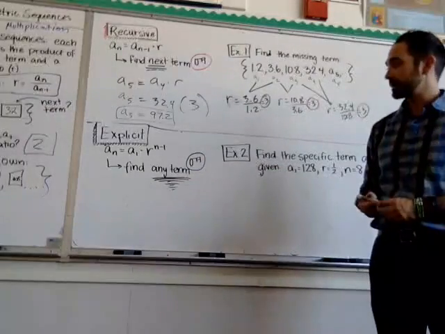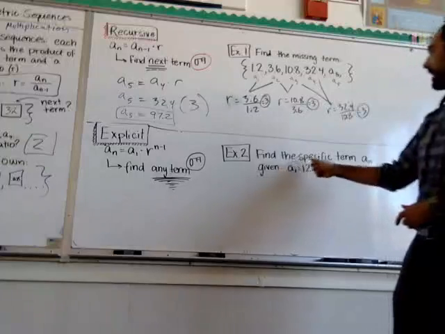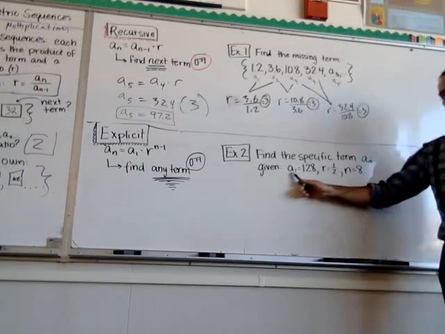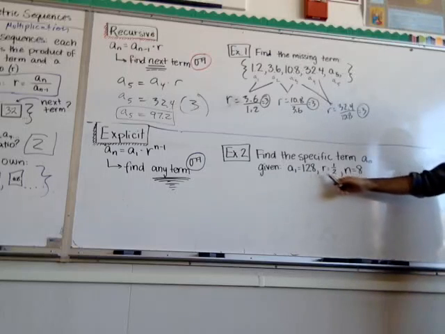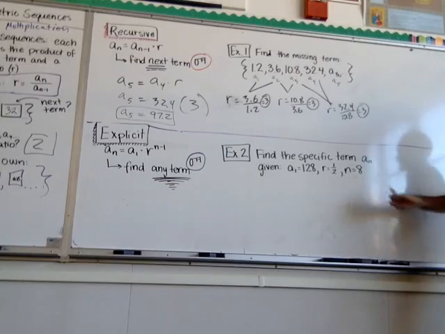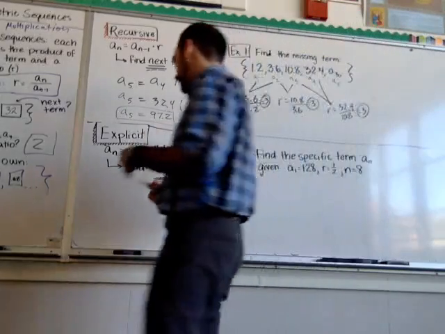This is key. Okay. So there are 2 different approaches. We're finding any term here. So find the specific term, a sub n, given this. A sub 1 is 128. Our common ratio r is 1/2. n is equal to 8. All right. So I want to go over here and just map out what I'm going to do.